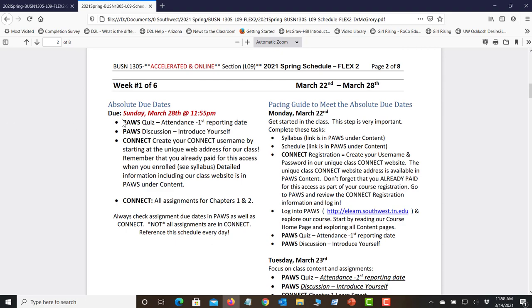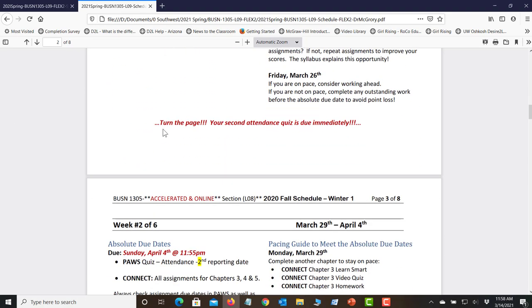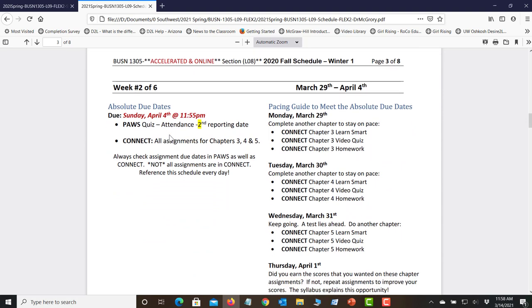See how this works? Now, I'm not going to go through the whole schedule, but just to peek ahead at week number 2, that's like you're a third of the way through by then, right? I mean, you're just going to knock this out. And I just noticed an error. I'm so sorry. I just noticed when I looked up here, it says Winter 1. This should not say Winter 1. It should say FLEX2. So I apologize, but this is the correct schedule. Again, you've got a Sunday due date.